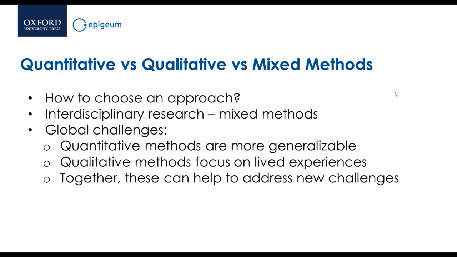If you bring those two methods together, you can help to address some of the challenges that we're seeing in building new and healthier urban environments, and cut across disciplines to really take research into addressing some of the challenges that we have in the 21st century, and really give a key role for social scientists in those areas. So very exciting opportunities as well as challenges for social scientists today.